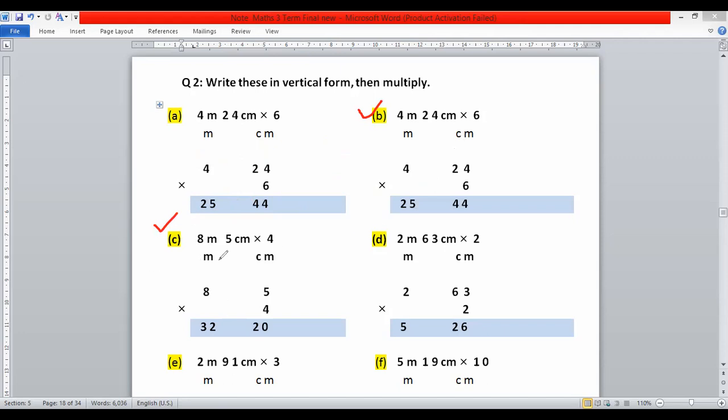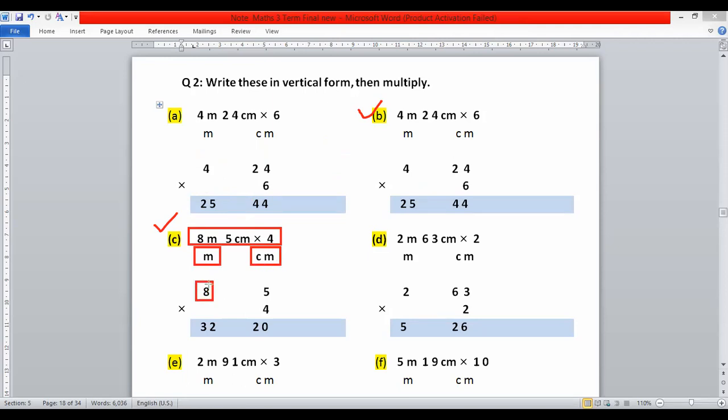I'm going to explain part C. In part C, 8 meter 5 centimeter multiplied by 4. First of all, we will write meter and centimeter in vertical form. Write meter, m, on one side, and on the other side centimeter. M stands for meter and cm stands for centimeter.